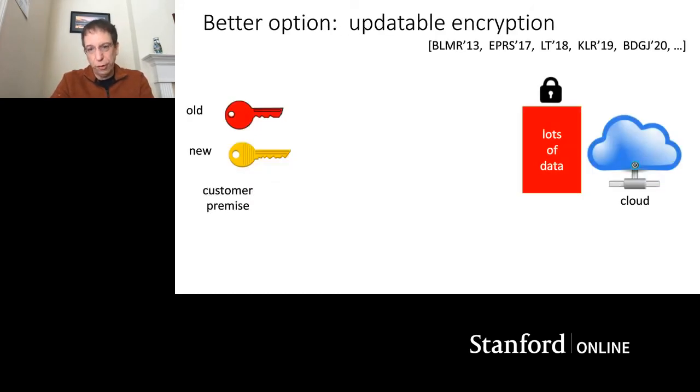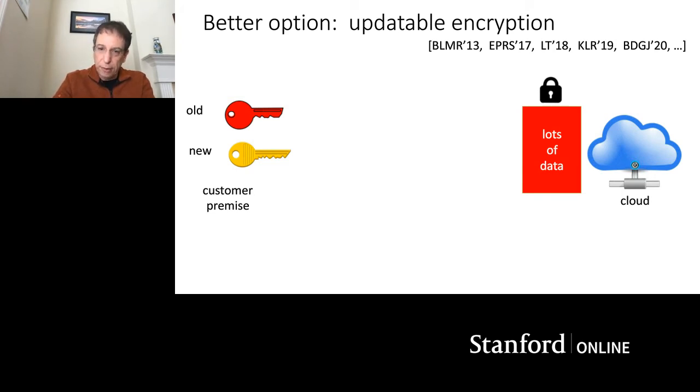And so there's a different way to encrypt data. It's called updatable encryption. There are a number of papers on this that have appeared recently. So let me just explain to you what it does. The idea is that, again, the data lives encrypted in the cloud, as you can see on the right. And on the left, the cloud customer has the old key and the new key.